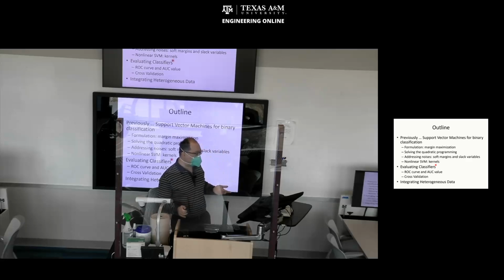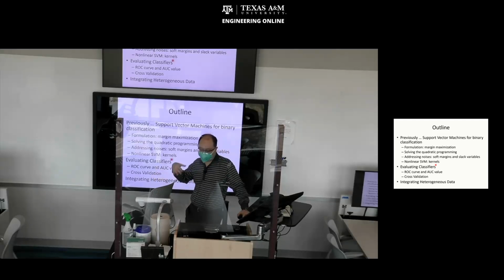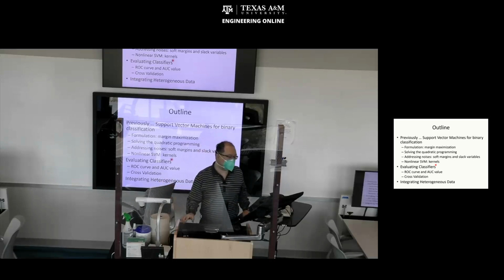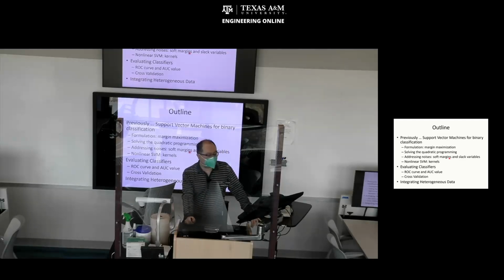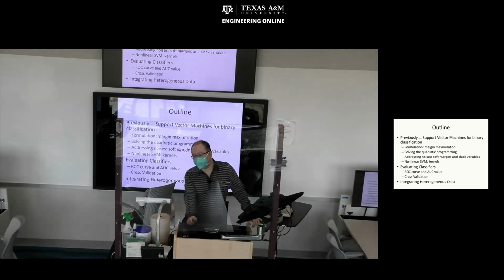Previously, we talked about support vector machine for binary classification, which can be extended in optimization formulation very easily to address, for instance, the soft margins versus the hard margins, right? And you can also address multi-class classification versus binary in this formulation. You can also change classification to regression in its formulation. So it's a very flexible formulation.